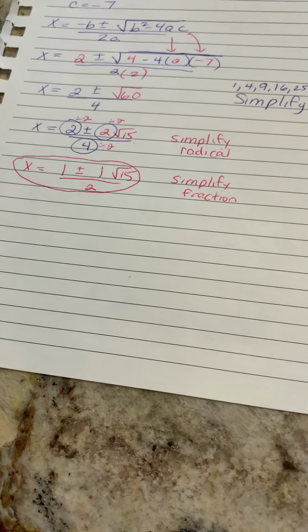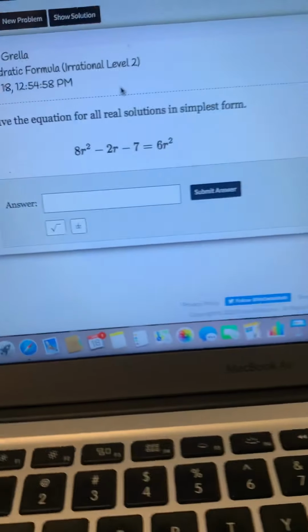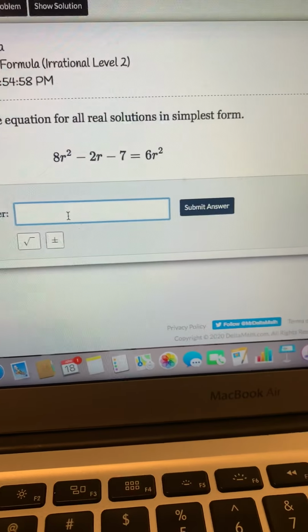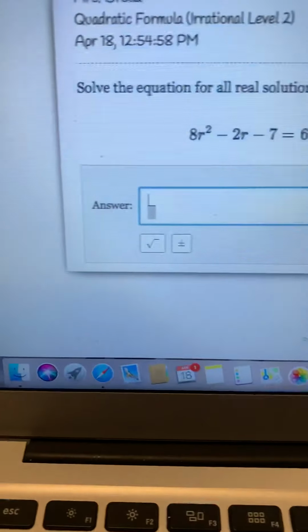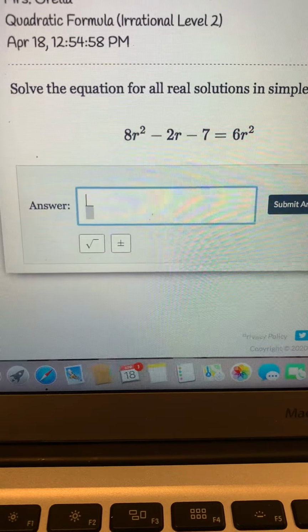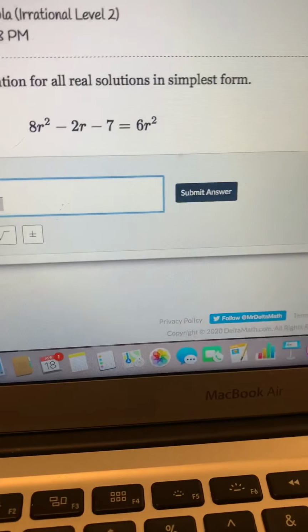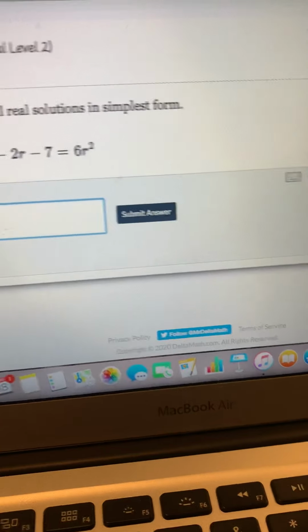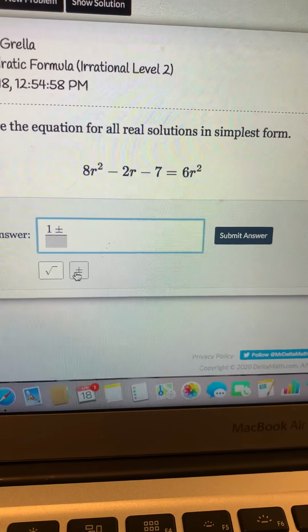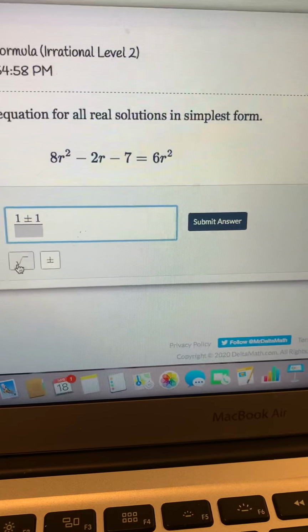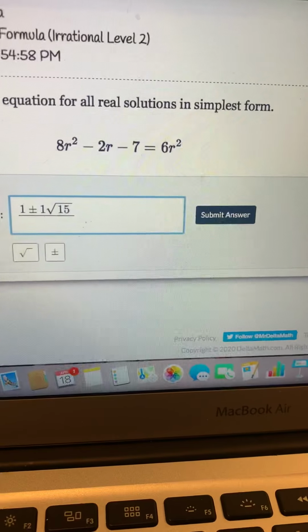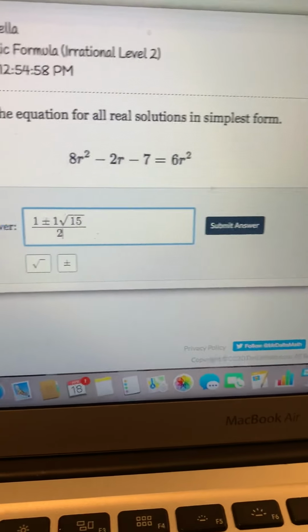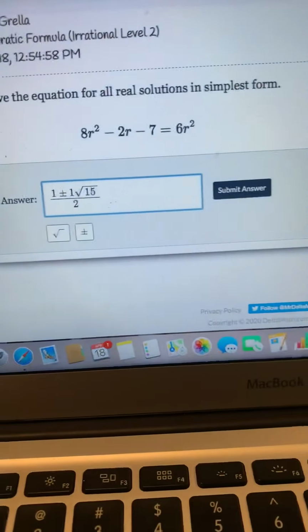All right, so how would we put this in on Delta? So what I would recommend first is, since we have a fraction, to hit the slash button. The slash button is right here. So I'd hit that button. When I hit that button, you can see that the fraction is created, the top and the bottom. So the top, I would do 1 plus or minus 1 radical 15. You can use these buttons here to help you. Then go down and go to the 2 for the denominator, because that's what the answer was here, right? So I'm just basically copying it into there. This should work.